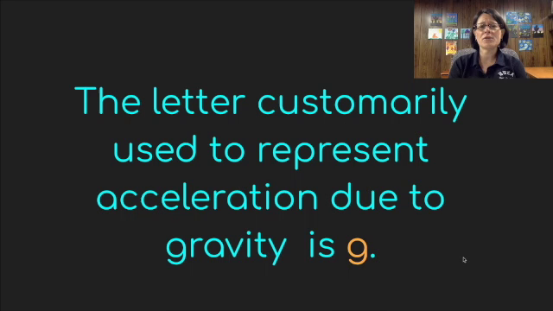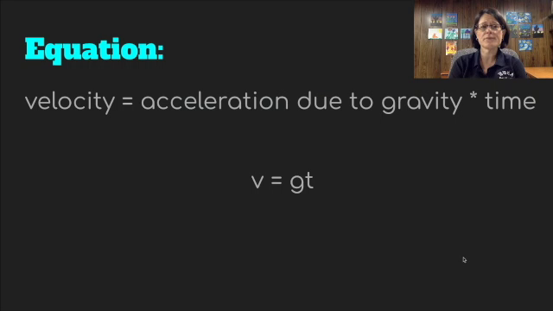The letter customarily used to represent acceleration due to gravity is the lowercase letter g. So you will see that in the equations. Now our equation is velocity equals acceleration due to gravity times time. So v equals g times t. I'm not going to show you any examples. We are going to do some examples in class together, but I'm not going to show you that right now because, again, we're going to do the examples to help us understand the concept better, not because we'll necessarily be tested on it.